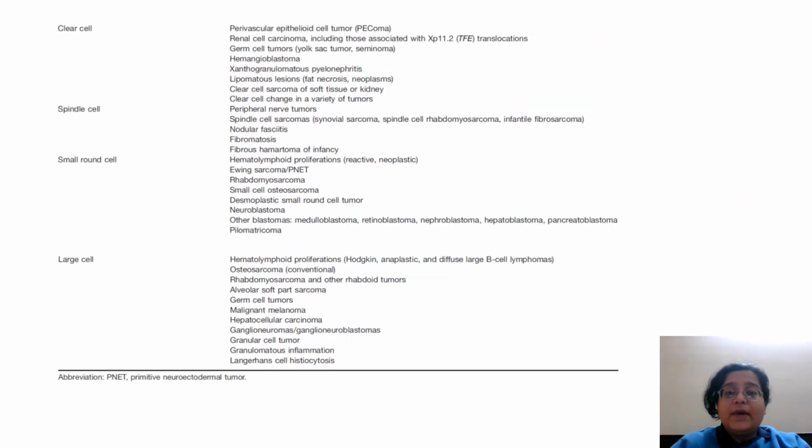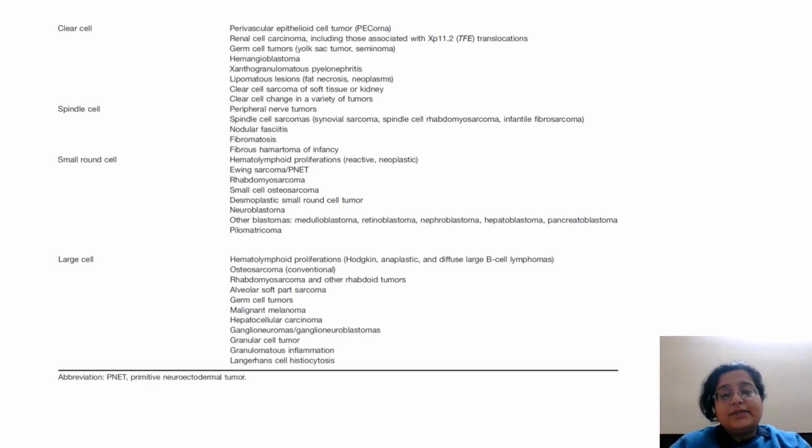Clear cells: perivascular epithelioid cell tumors will give you, I'll show you the images, cells with clear cytoplasm. RCCs will have clear cytoplasm. Hemangioblastomas, xanthogranulomatous pyelonephritis, you get cyst macrophages. You can appreciate that those are macrophages with inflammation. Lipomatous, you might get a lipoblast at times. If you're looking at the lesion, you might get hibernoma-like cells. Then clear cell tumors of the kidney.